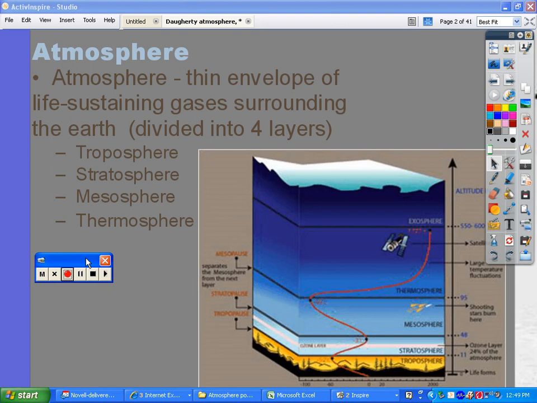We need to know the different layers. There's 4 main layers. So we say it's a thin envelope of life-sustaining gases. We'll be talking more specifically about the gases and about pollution in the different layers in the next couple of units. So anyways, your 4 layers: the layer that we live in is the troposphere, then we have the stratosphere, then the mesosphere, and then the thermosphere. We don't need to worry about the exosphere for this class.